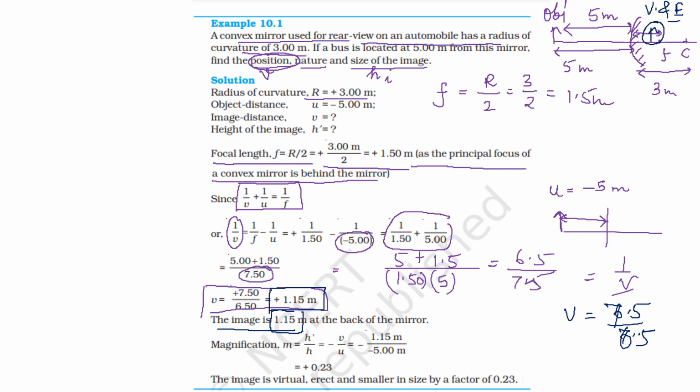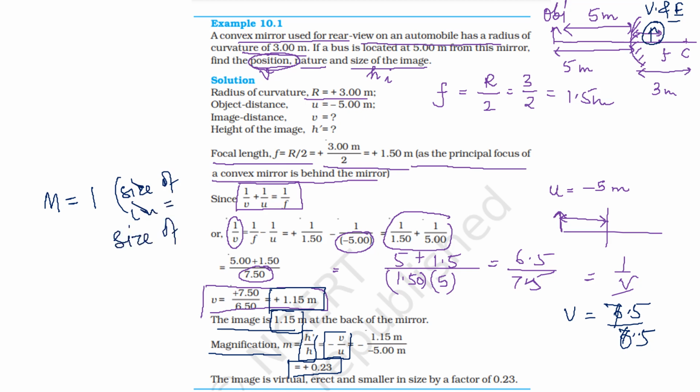Now using the formula of magnification, height of the image by height of the object, magnification, that is equal to minus v by u. You studied this formula just now. So on solving, you will get the magnification as 0.23. And what we studied, when magnification was equal to 1, then size of image is equal to size of object.